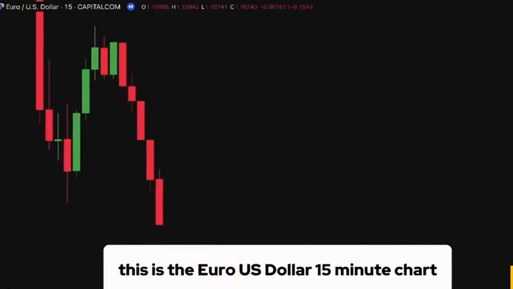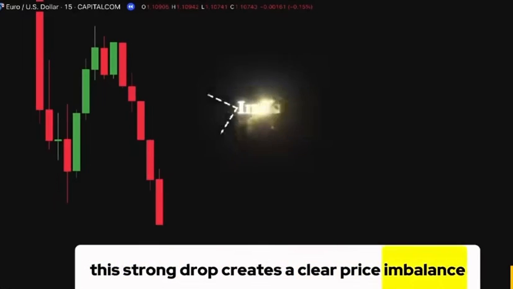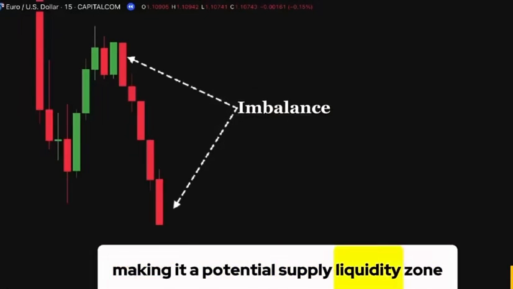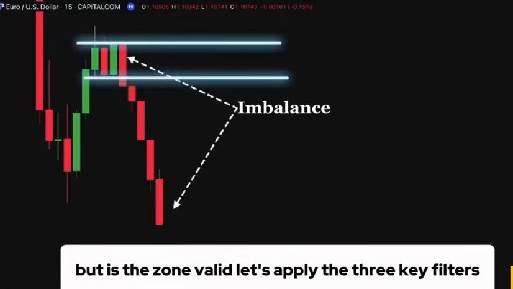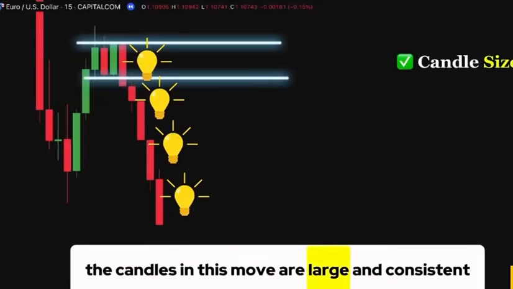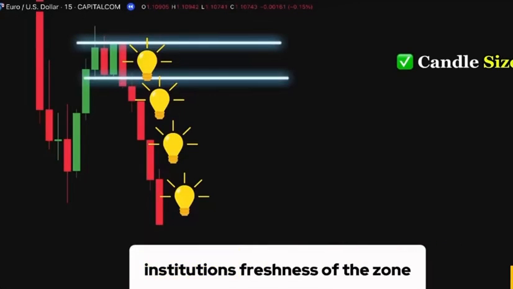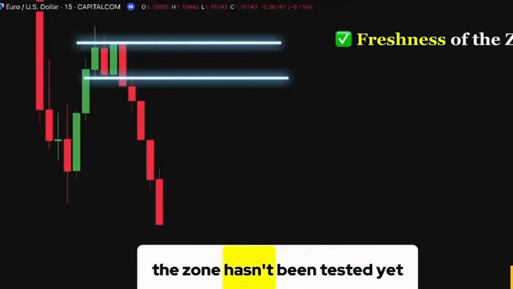This is the Euro US dollar 15-minute chart, and the market has just made a sharp move downward. This strong drop creates a clear price imbalance, making it a potential supply liquidity zone. But is the zone valid? Let's apply the 3 key filters. Candle size. The candles in this move are large and consistent, a clear sign of strong selling pressure from institutions. Freshness of the zone hasn't been tested yet.